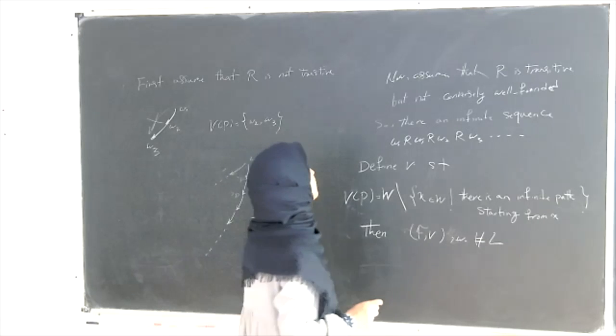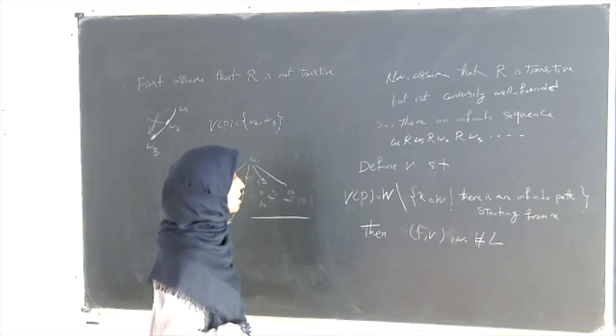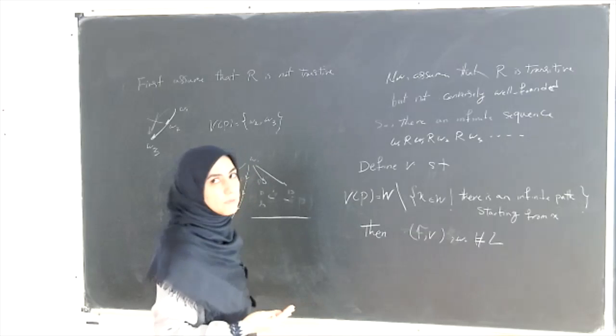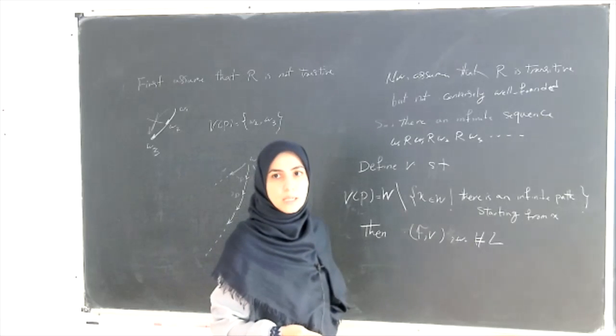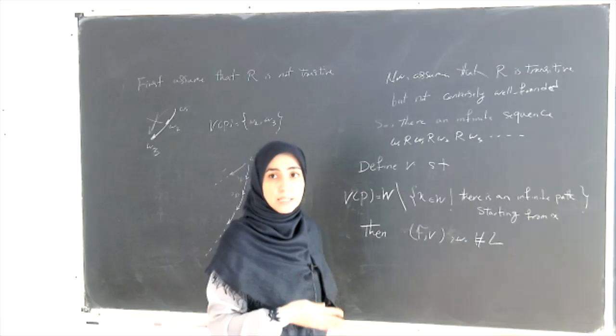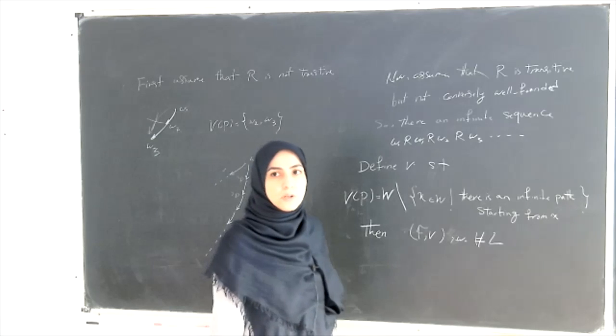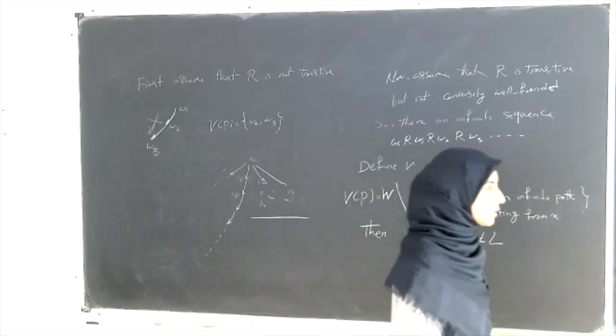So in each of the cases, where R is not transitive or R is transitive but not conversely well-founded, we can find a valuation which makes L false. So if L is valid on F, then our frame is transitive and conversely well-founded.